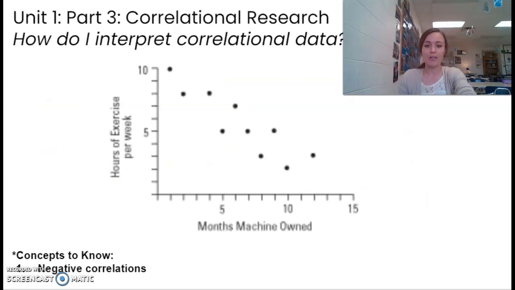So in that scatter plot, what we've learned is this appears to be a relationship, but we see that it's moving downward. And when we see that this is moving downward, we're going to call this a negative correlation. Literally what this is showing us is that these two variables are working conversely. So as one variable increases, the amount of months owning a machine, the other one seems to decrease. The number of hours they're exercising is fewer. So this is what we call a negative correlation. When one variable increases, the other decreases. And when we plot that, from left to right it shows a downward slope.